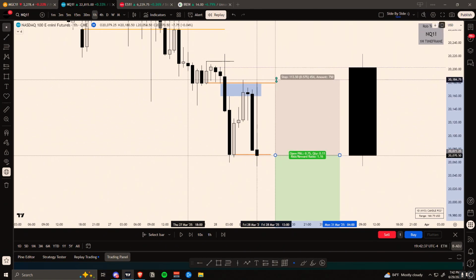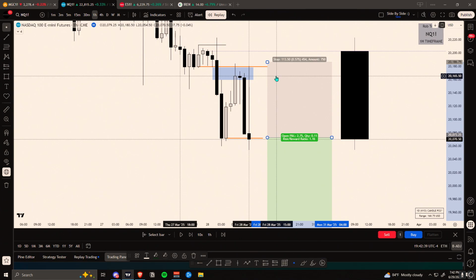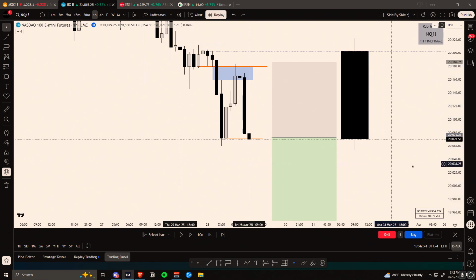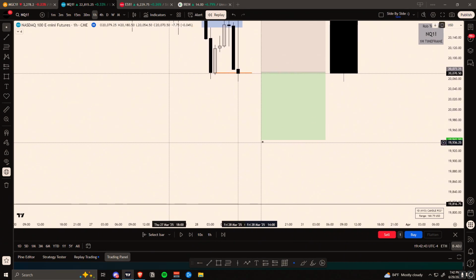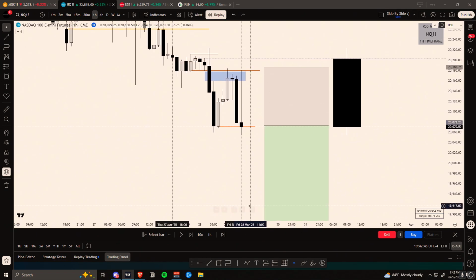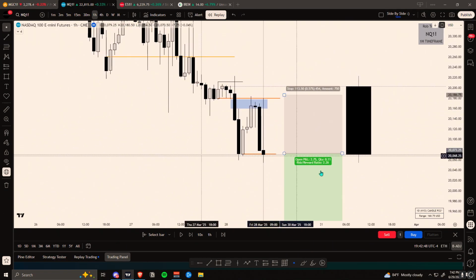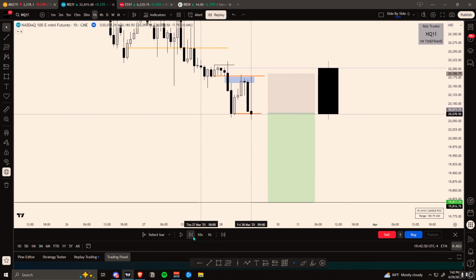You could be shorting right there. You could have your stop loss once again above here. Same thing, egregious stop loss. That's not realistic, but you can find something in the lower time frame, and you could be targeting the lows. And that is how you can expect price to continue lower.